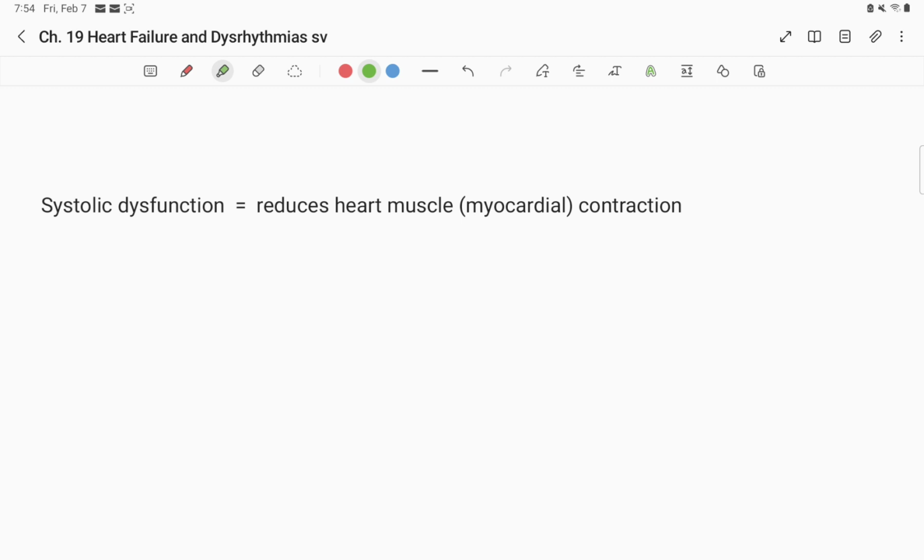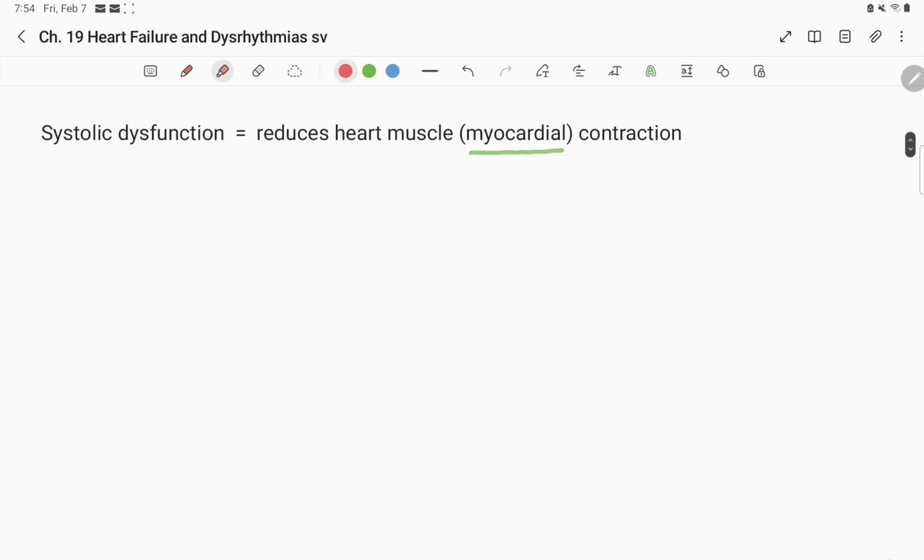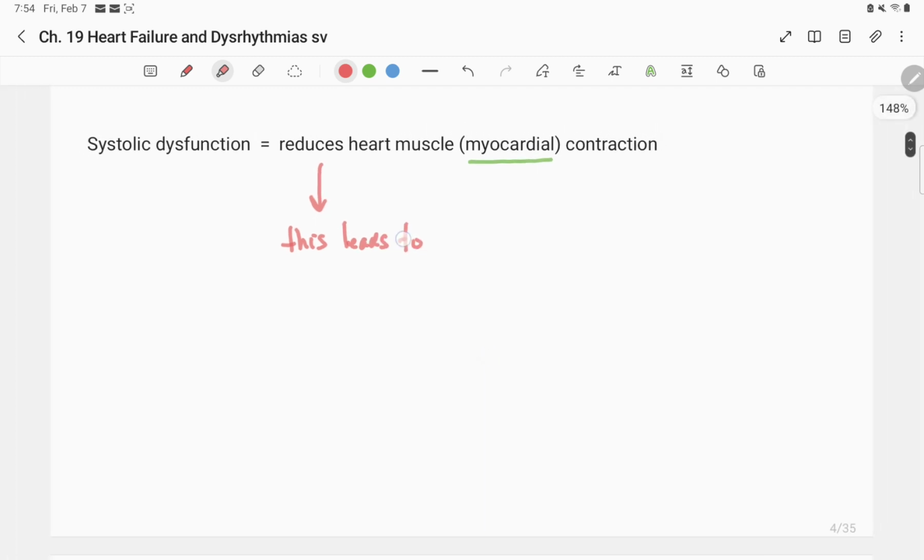Okay, systolic dysfunction reduces heart muscle, which is the myocardial tissue, reduces heart muscle contraction, and this leads to a decreased ejection fraction.